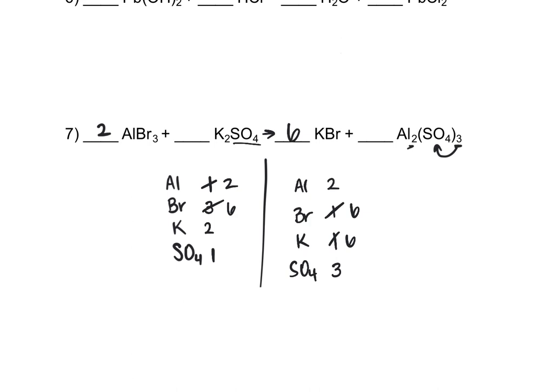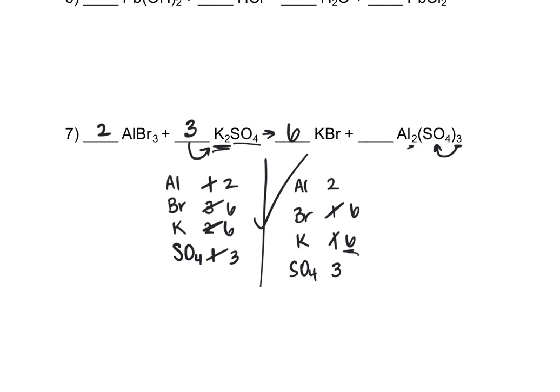If I have 6 potassiums on the right, and there are 2 here, what do you think I would have to put out in front of the potassium to get it equal to 6? I would have to put a 3 there, because that would mean I have 3 sets of those 2 potassiums. So that changes that to 6, that changes that to 3, and oh, look at that. It's balanced.